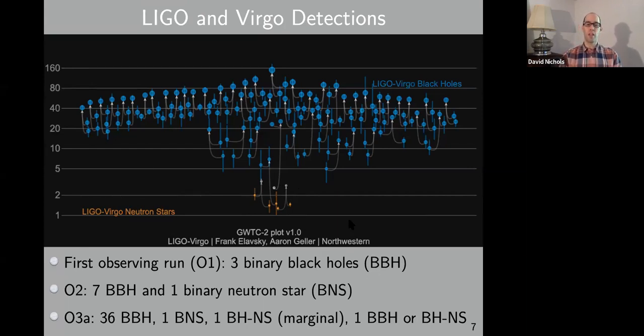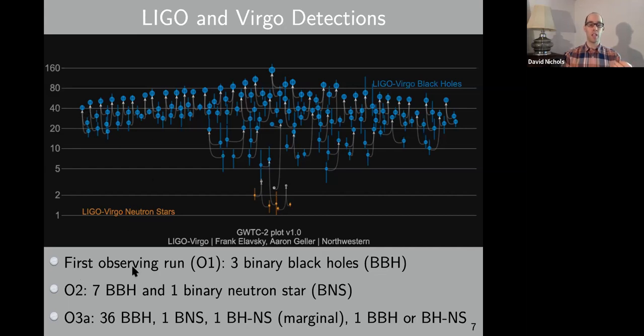The horizontal scale here doesn't have any significance. It's just to spread out the objects so they're not all clustered together. Each triplet here shows the two initial black holes at the bottom, and then they are connected by an arrow to the final black hole that's formed as a product of this merger.